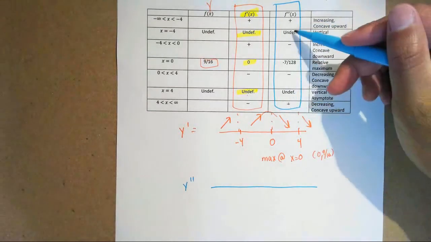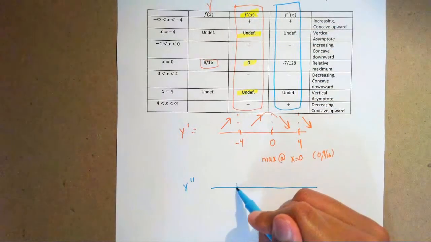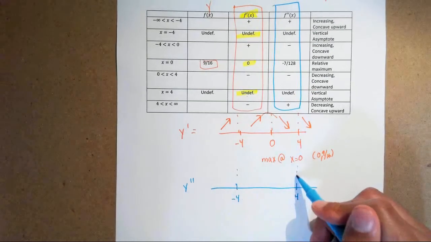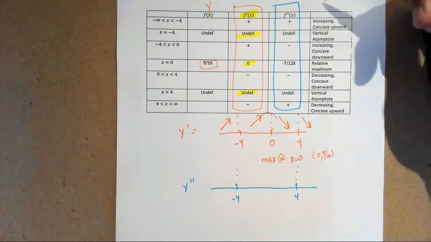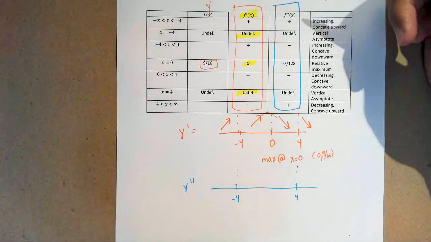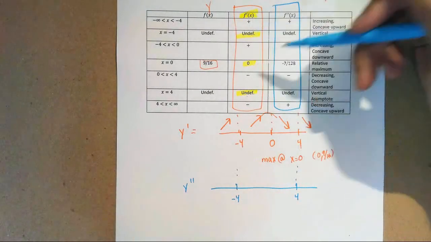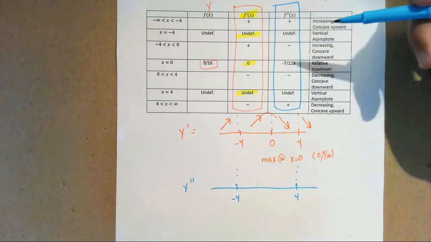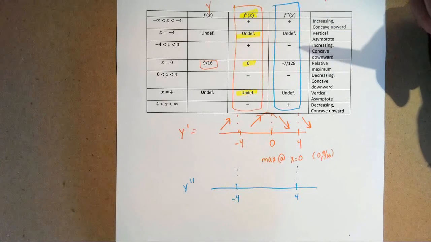So I noticed that I have 2 undefined points at -4 and 4, which of course, because those are your vertical asymptotes. And do we have any other critical numbers, values that give you 0, like we had in y prime? You don't get anything. But you do get -7/128. But what does that mean? Why do they give us -7/128?